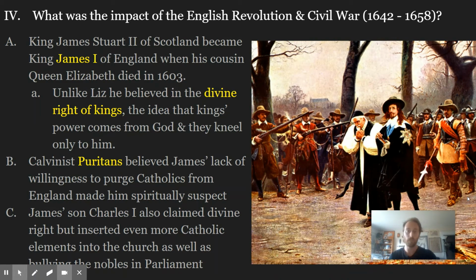The Puritans, again, the founders of Boston, New England, all of the places that we live, they basically say that he is against God because he's trying to get rid of the rights of religious minorities and make the church more Catholic. His son is even more Catholic and inserts more Catholic elements into the Protestant church that dominates England.